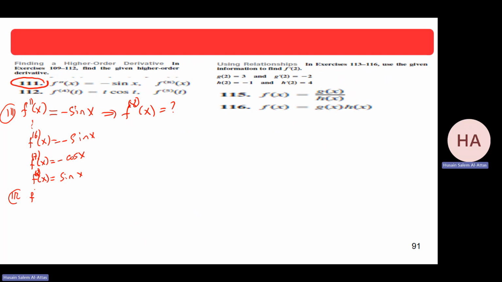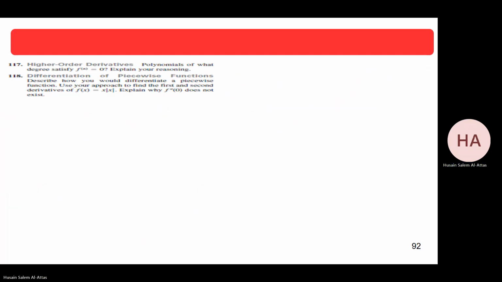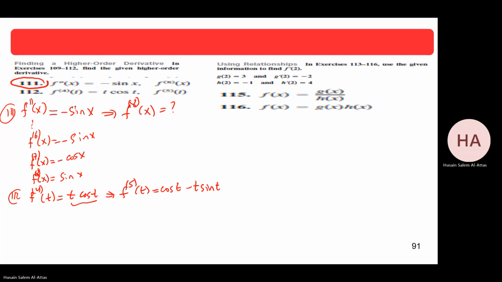Okay, which is easier. They said the 4th derivative is t cosine t. What will be the 5th? The 5th is the derivative of the 4th. So I just need to find the derivative of this, which is cosine t minus t sine t. That's it. Okay.